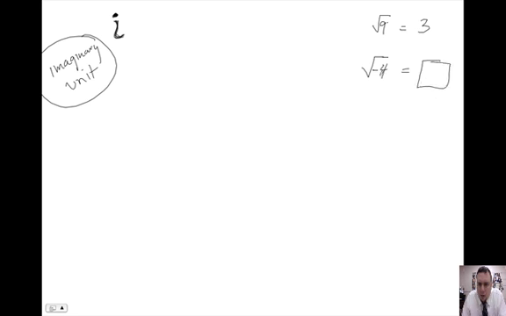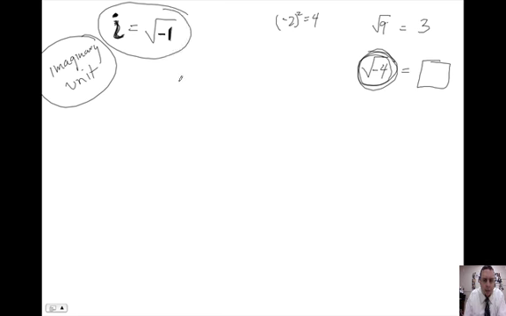What squared gives me negative 4? Nothing, right? Negative 2 squared actually gives me positive 4. So this answer isn't negative 2. This can't happen. So they made up an imaginary unit to be able to do problems like this. So i will stand for the square root of negative 1. So anytime you see square root of negative 1, really that is the imaginary number i.